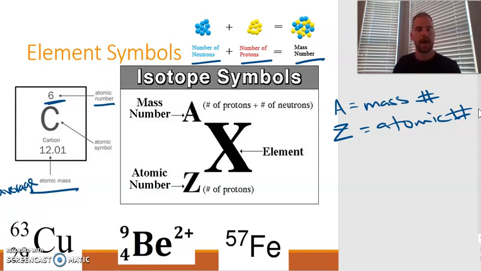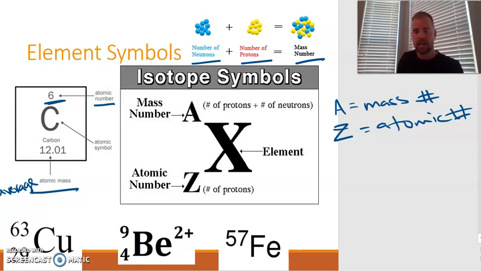If you're looking at an atom that suddenly now has 7 protons, is it carbon anymore? No, you're now looking at nitrogen. If it had 8 protons, you're now looking at an oxygen atom, and so on and so forth. The number of protons is what dictates what element you're looking at.